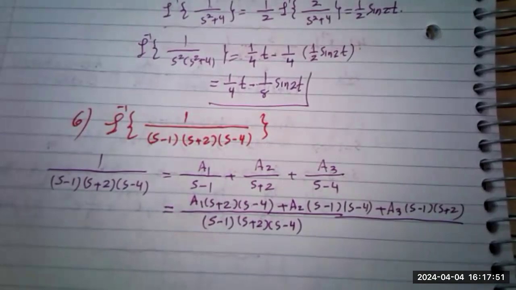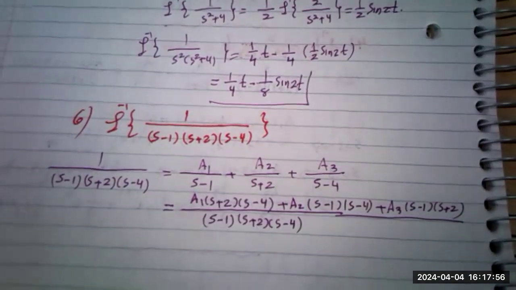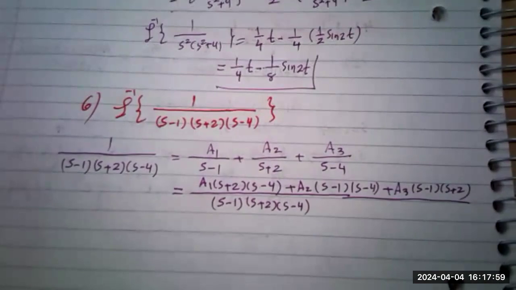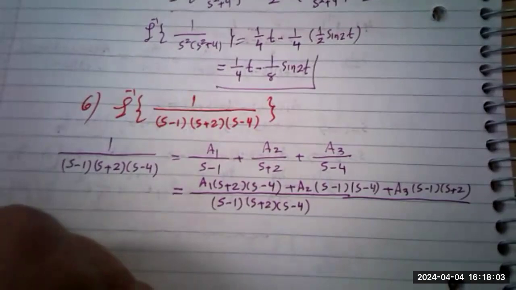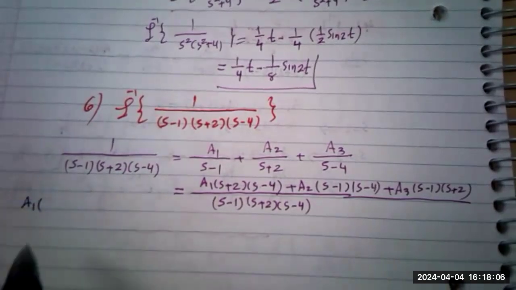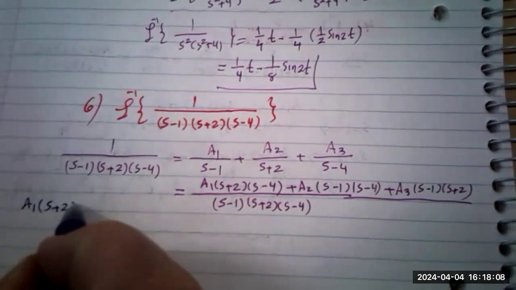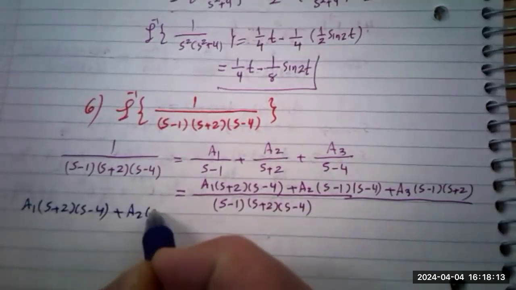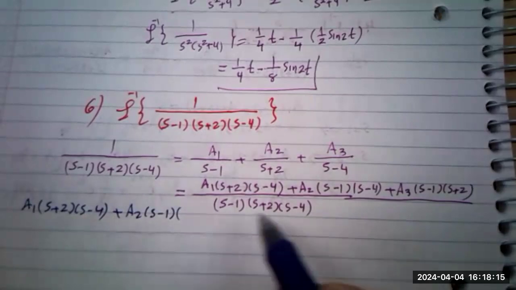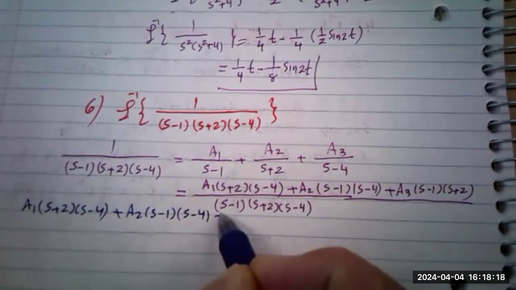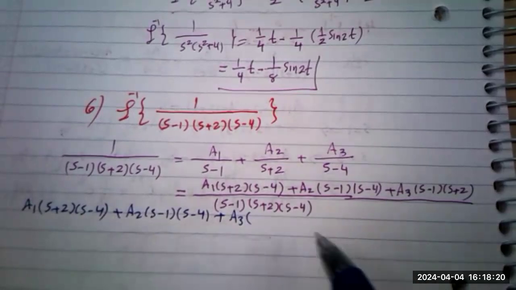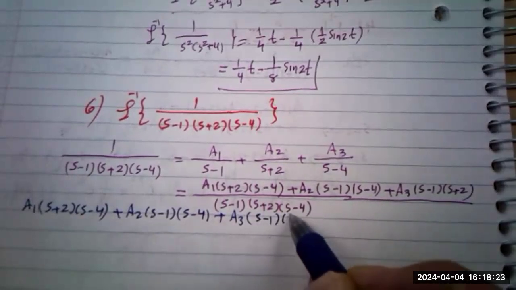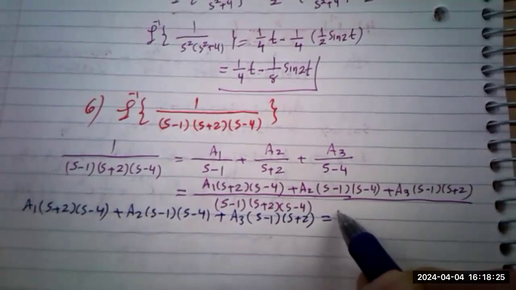So you let the top be equal to 1, and you check those 3 numbers right away. Some short form, I did that. So I'm going to rewrite it and find it. A1 times s plus 2 times s minus 4. Then I have the A2, s minus 1 times s minus 4. Then I have A3, and that's s minus 1 times s plus 2. Everything equal to 1.